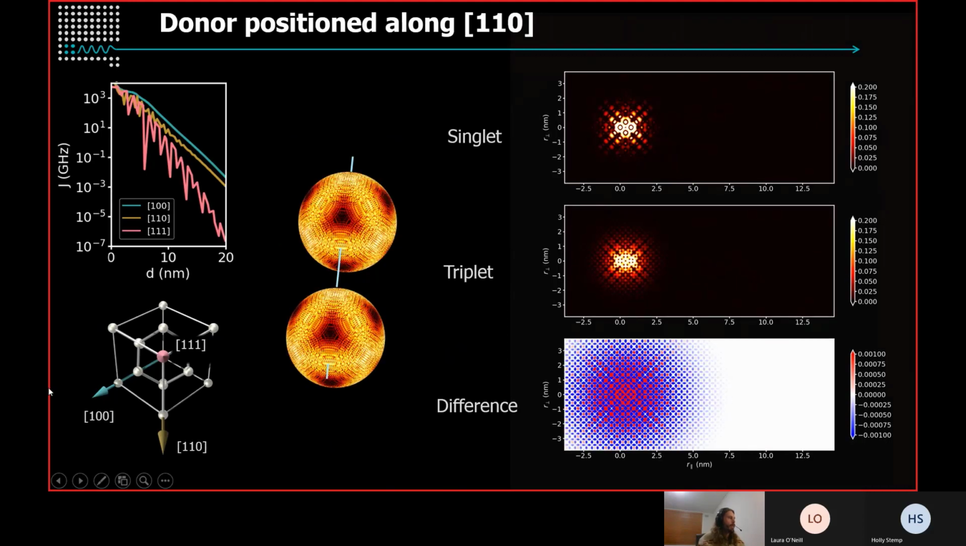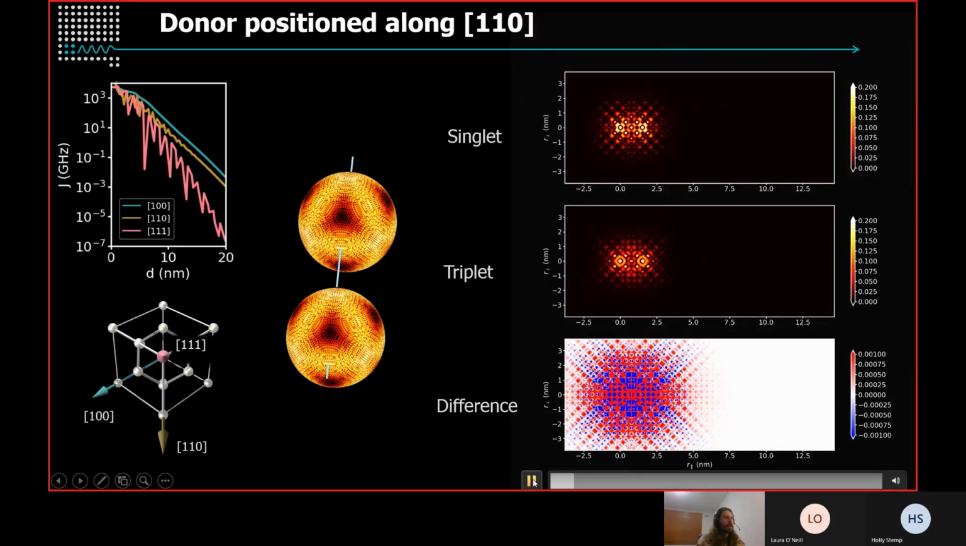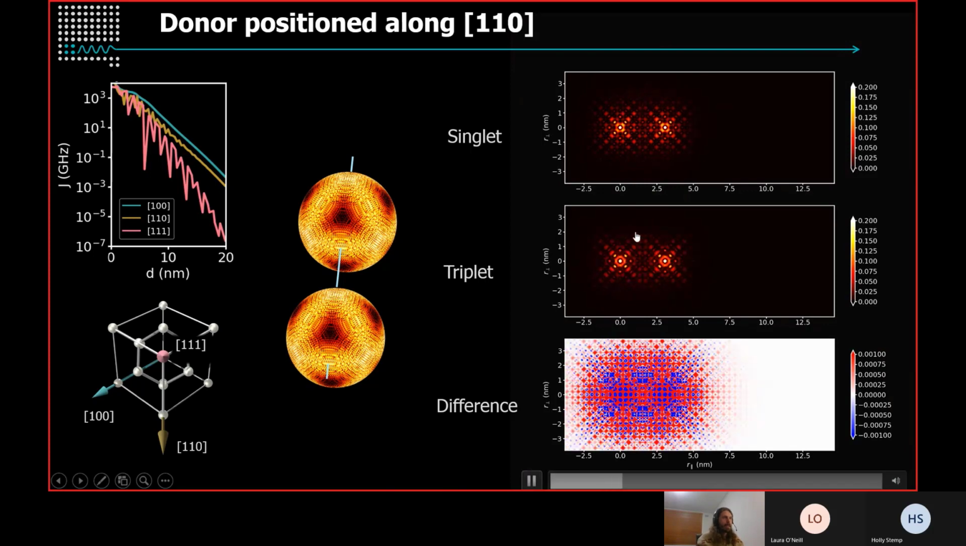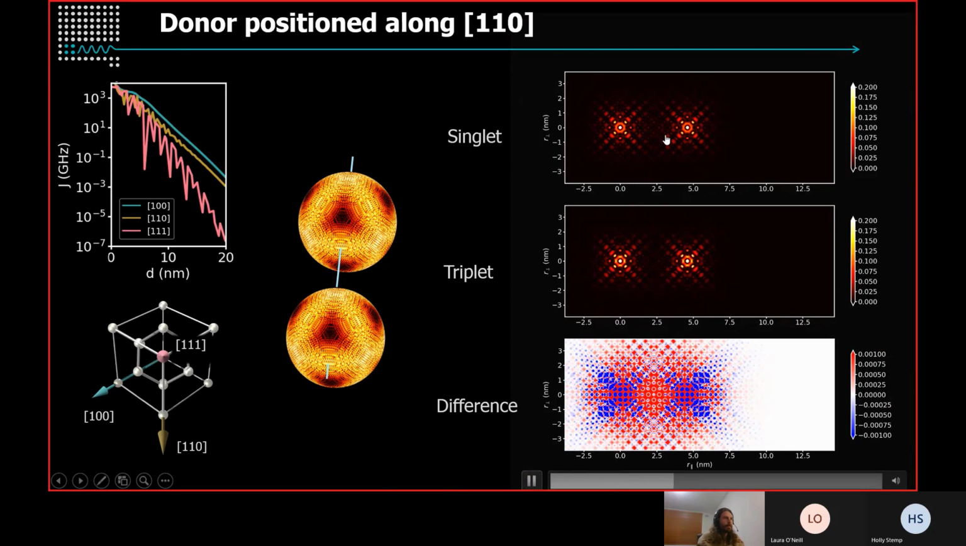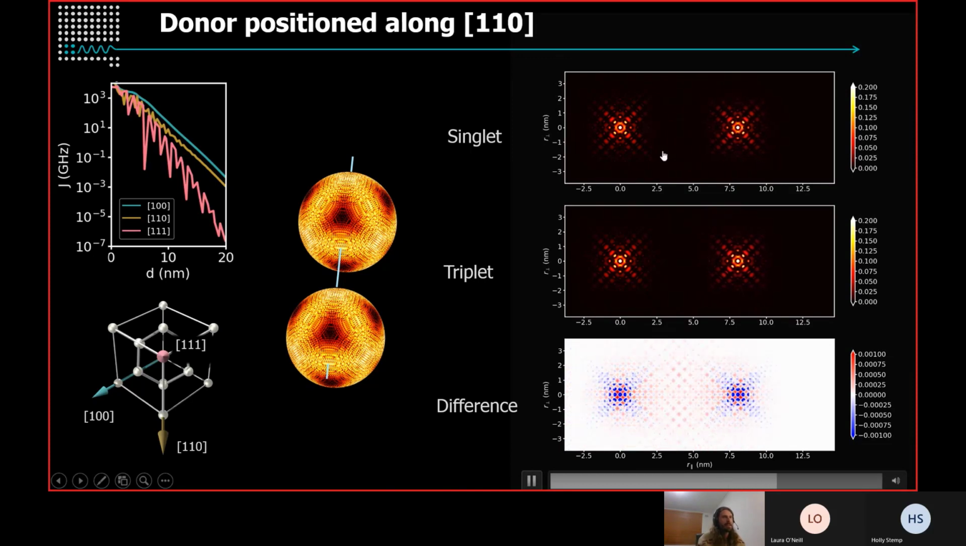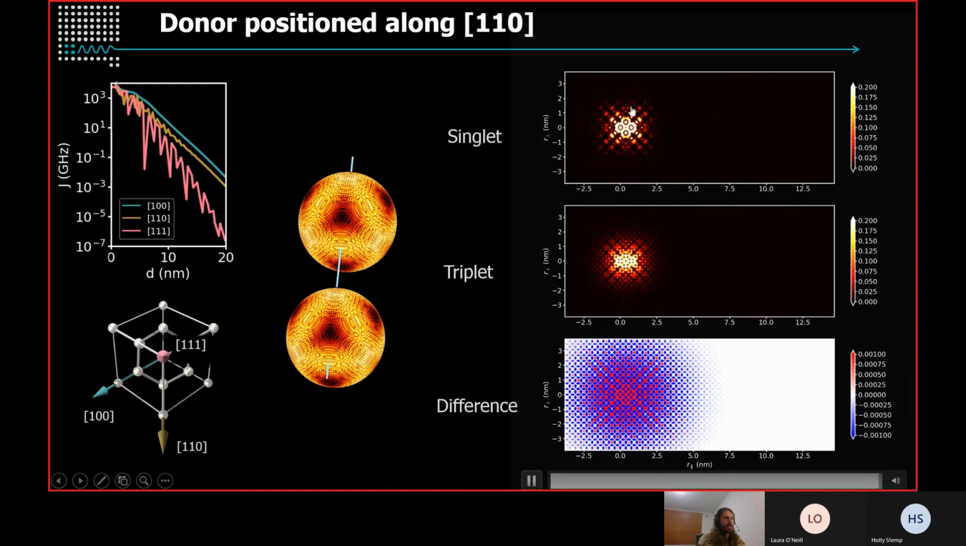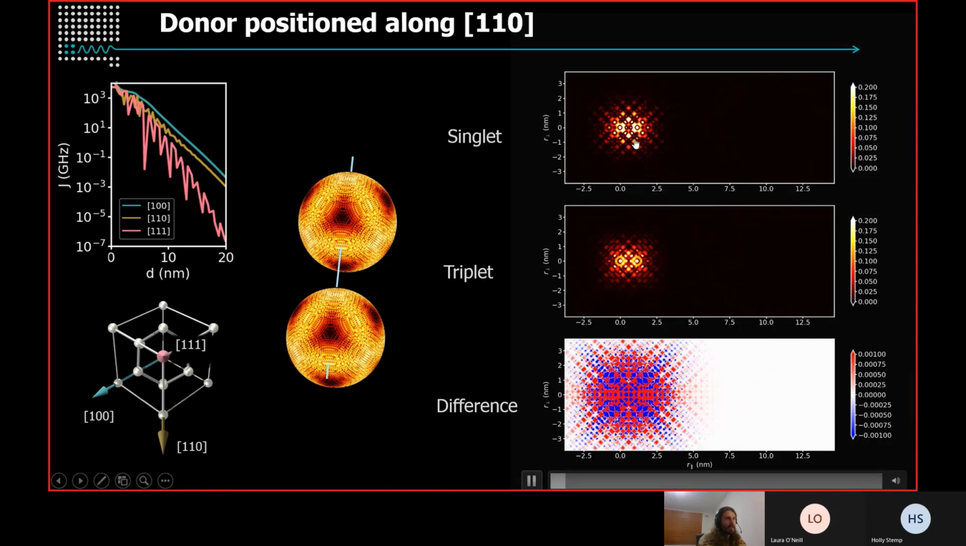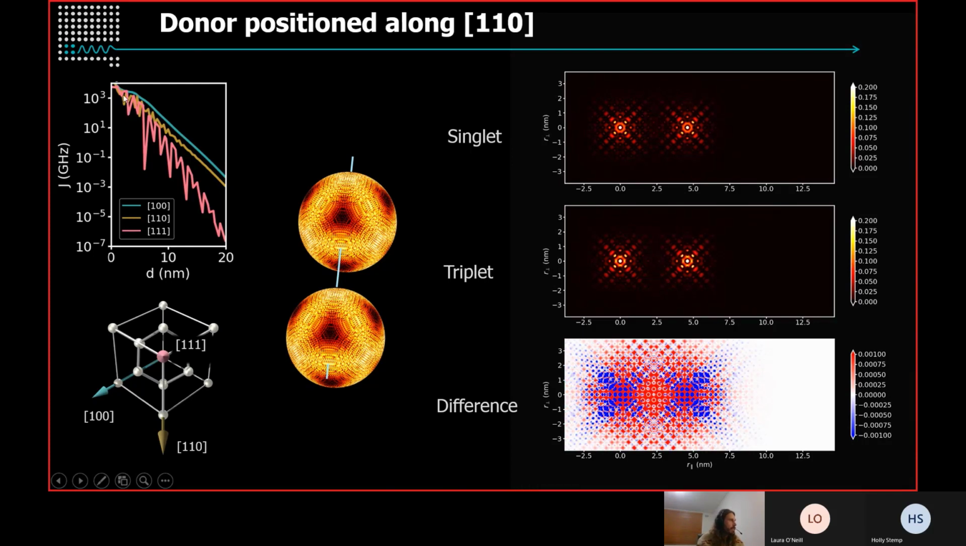If we now go along the 110 crystal orientation, which belongs to these yellow results here, you can see a few differences. Namely, as we go diagonally in space, you can see how we get interference effects between these two donors. So through the structure of the crystal electrons, so the Bloch functions, we get jumps here, which leads to these energy oscillations, which we call the valley oscillations.